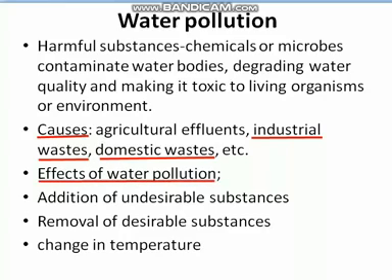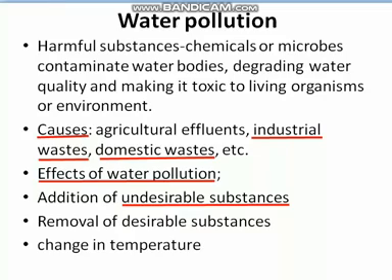Now let's talk about the effects of water pollution. What are the effects or the consequences? How does this water pollution affect the living organisms? First of all, there's addition of undesirable substances, some undesirable substances which actually degrade the quality of this water. These are added to these water bodies, for example, addition of some harmful chemicals or microbes which cause different types of diseases. These are added to the water by the process of water pollution.